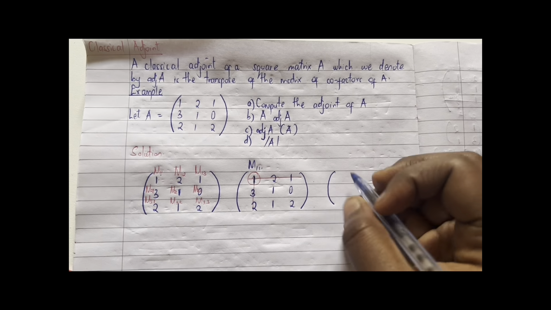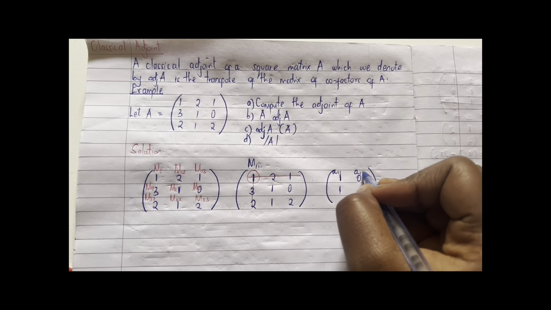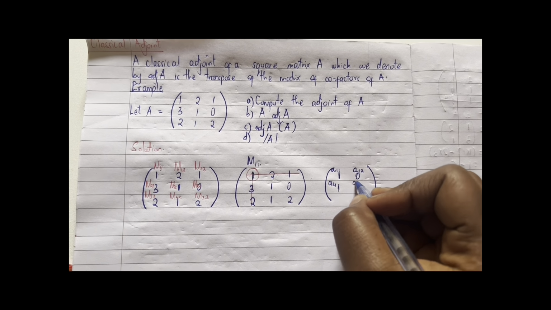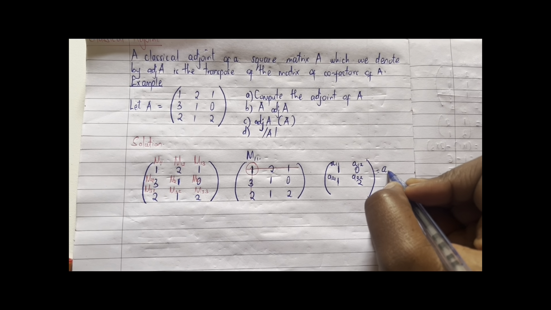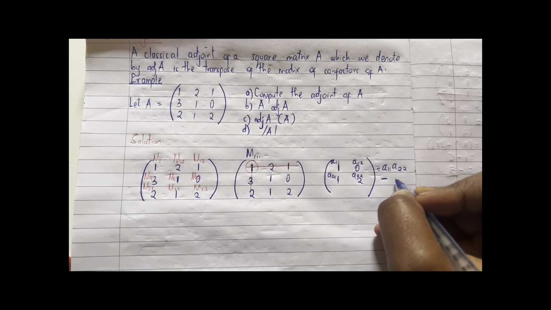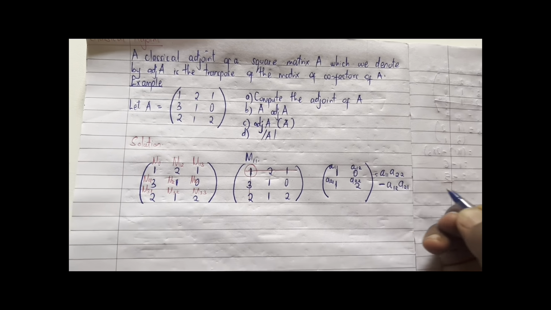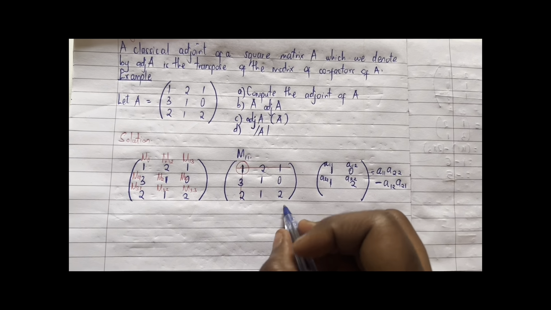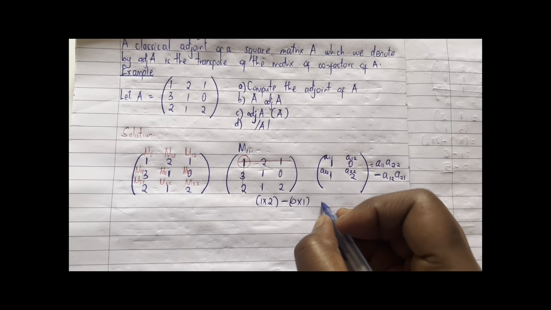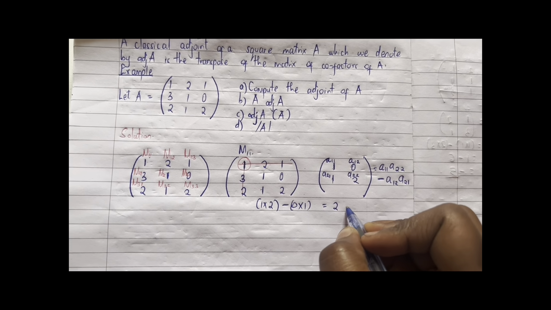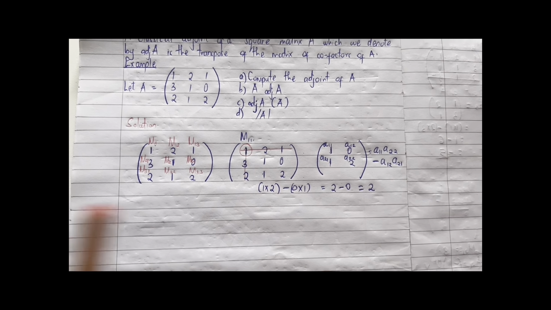I'm going to show you the formula. I already talked about it in my previous videos, how to calculate the determinant of a 2 times 2 matrix. I'm just labeling it A11, A12, then A21 and A22. That is the formula that we're going to use. The formula is A11 times A22 minus A12 times A21. So A11 is 1 and A22 is 2. So that is 1 times 2 minus 0 times 1. We're going to have 2 minus 0, which is 2. And that is the minor M11.